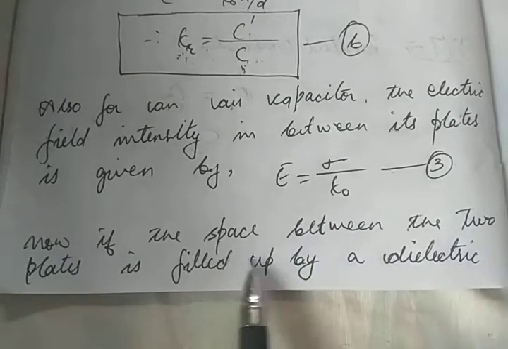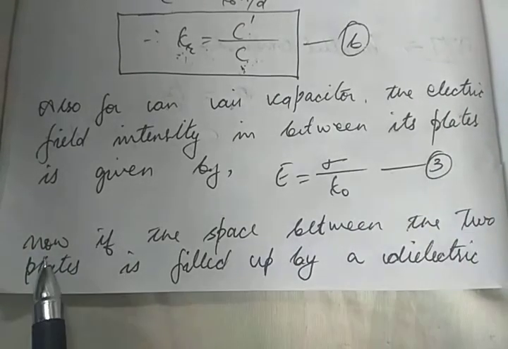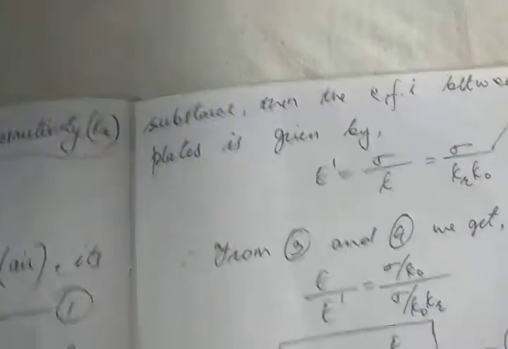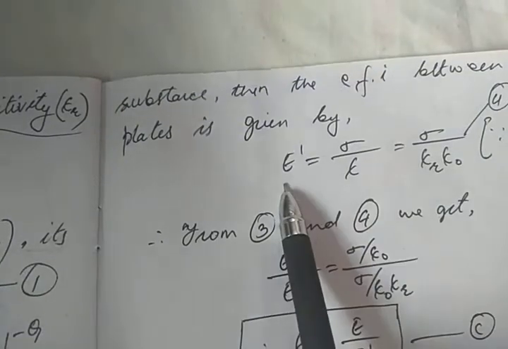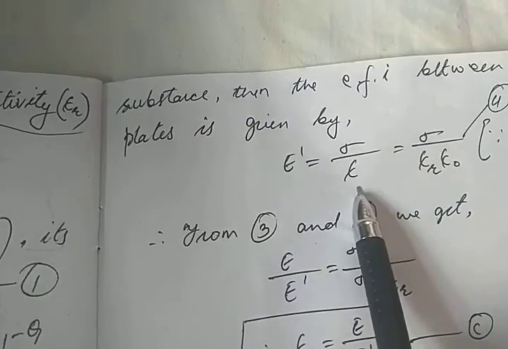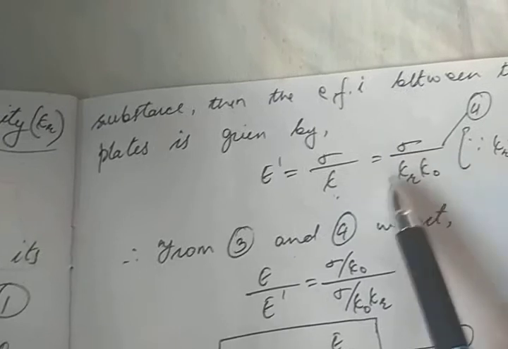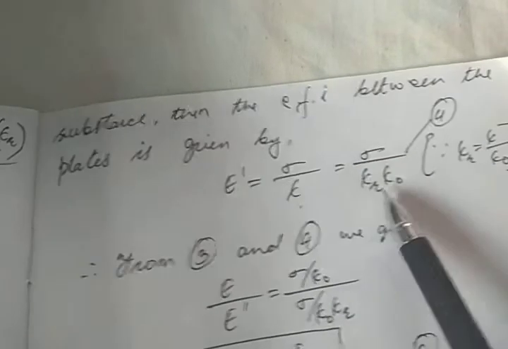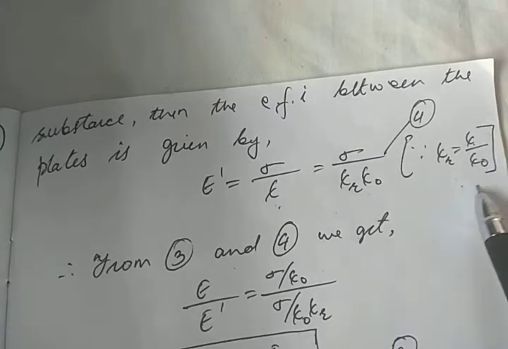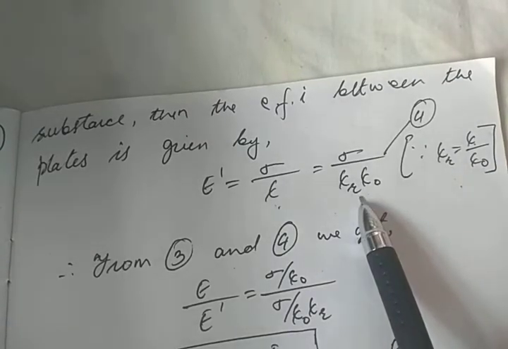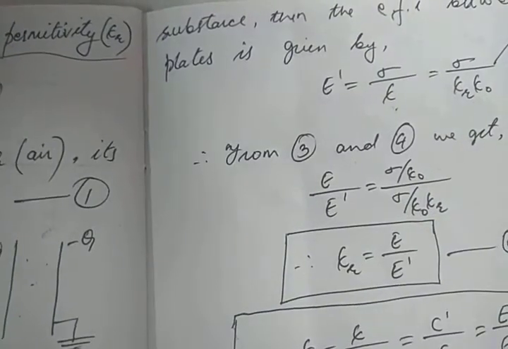All right. Now, if the space between the two plates is filled up by a dielectric material, the same case I'm talking about, then the electric field between the two plates is given by E dash, which is equal to sigma by epsilon. This epsilon can also be written as sigma by epsilon r into epsilon naught, since from this relation itself, from here, we get epsilon is epsilon r into epsilon naught. So I'm substituting. This is my equation number 4.